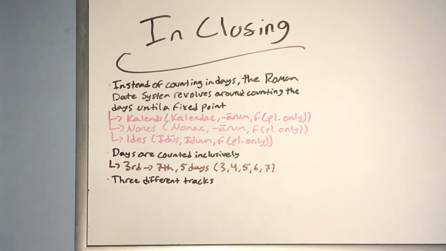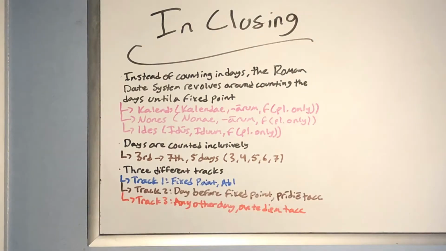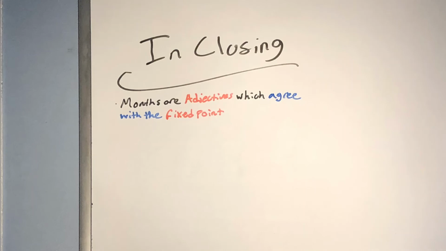In the Roman dating system, there are 3 different tracks that you can go down. Track 1 is you're on the day that's on the fixed point, and all you have to do is have the fixed point in the month in the ablative. Track 2 is that it's the day before one of the fixed points. This is where you use Pridie plus the accusative fixed point and month. Your final track is anything else, which is the Ante Diem plus your numerals plus your fixed point and month in the accusative. As I've said earlier, months are adjectives which agree with the fixed points in gender, number, and case.